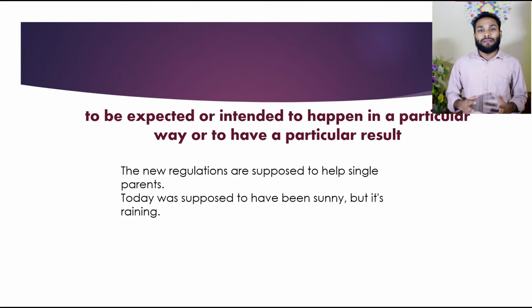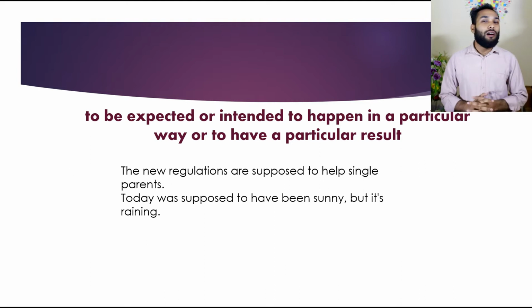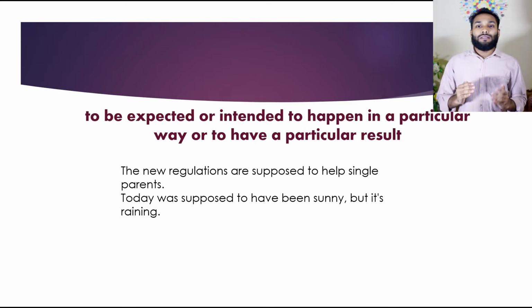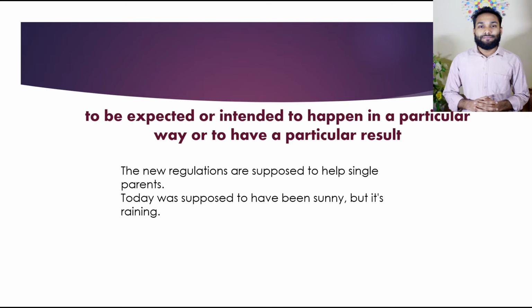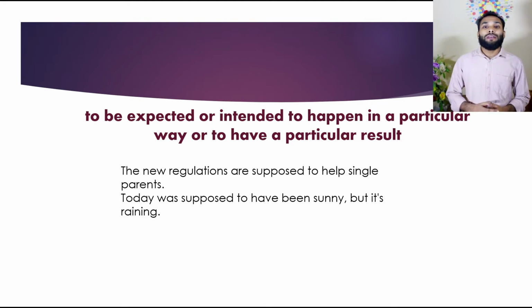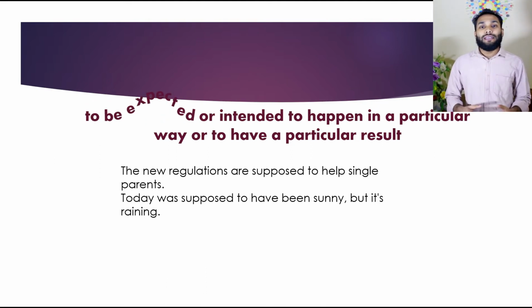Then we'll look at one possible way to describe it: to be expected or intended to happen in a particular way, or to have a particular result. For example, the new regulations are supposed to help single parents. That means a new regulation has been made, which will probably help the single parents.